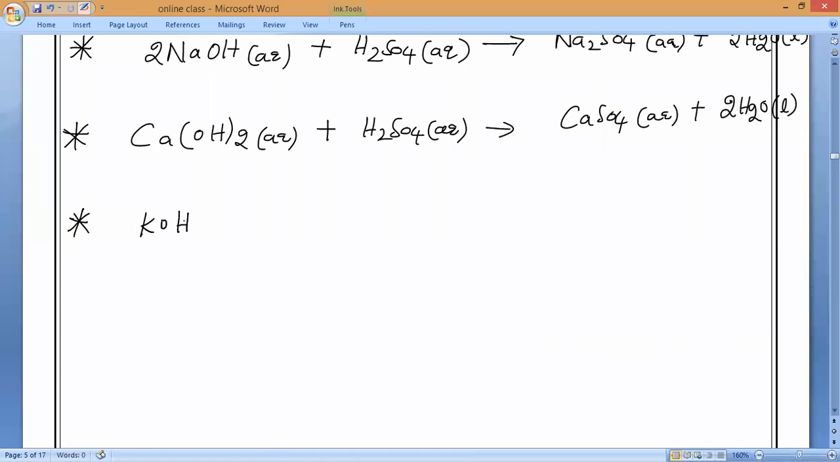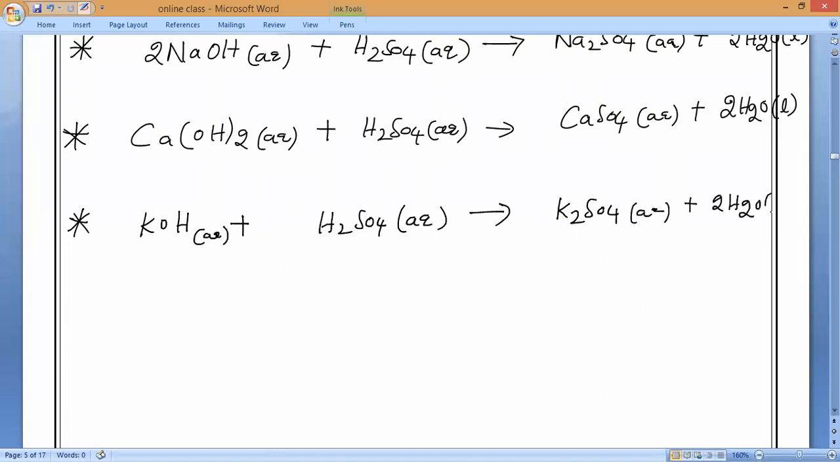Potassium hydroxide, in aqueous state, reacting with H2SO4. What will the products be, guys? Potassium sulfate plus water. 2H2O will come, which is in liquid state. So here 2KOH will be needed.